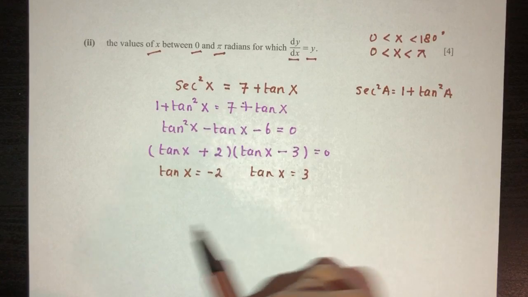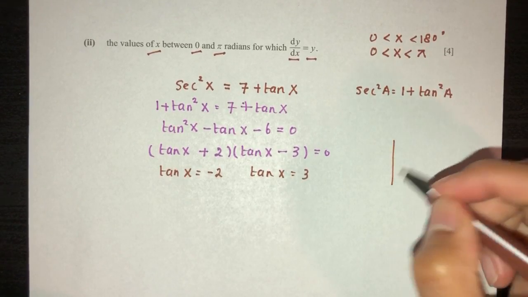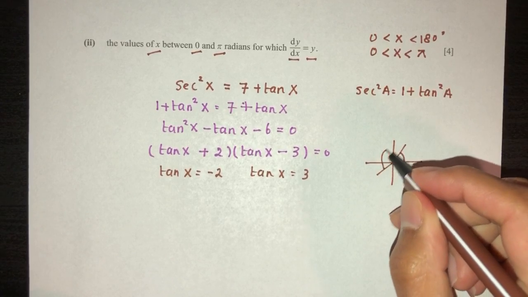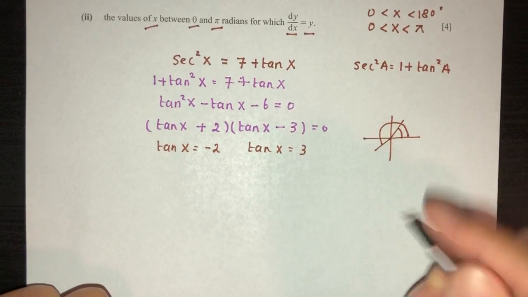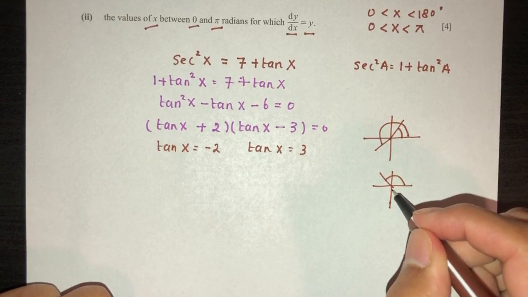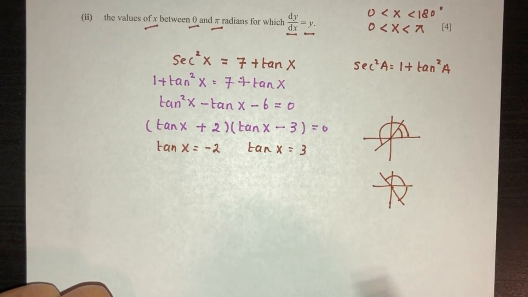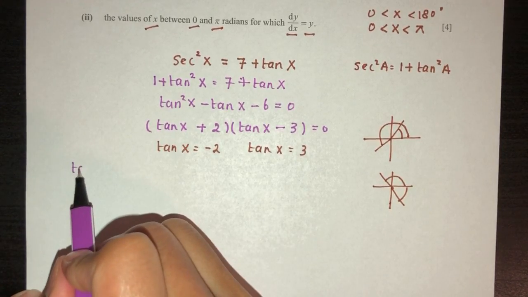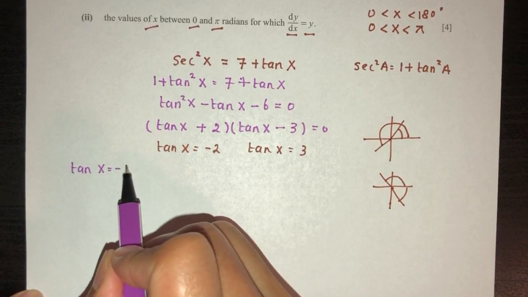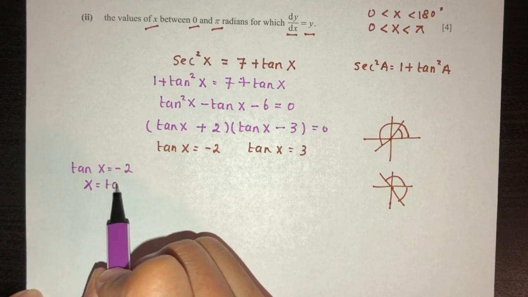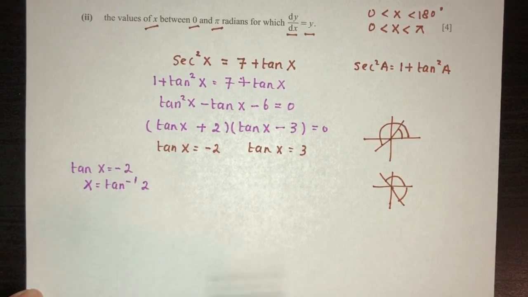Let's do one by one. So if tan is positive, it will be in your first quadrant and in your third quadrant. Now if tan is negative, it will be in your second quadrant and in your fourth quadrant. So let's do one by one. Let's first take the negative value, so tan x equal to minus 2. So let's first find what is x for tan inverse of 2. Let's not take minus 2 for now.